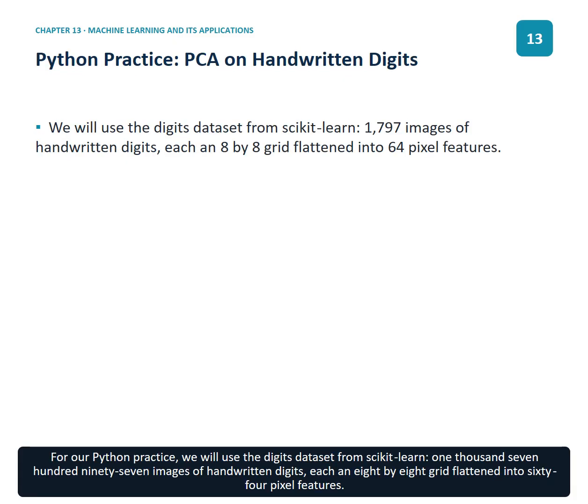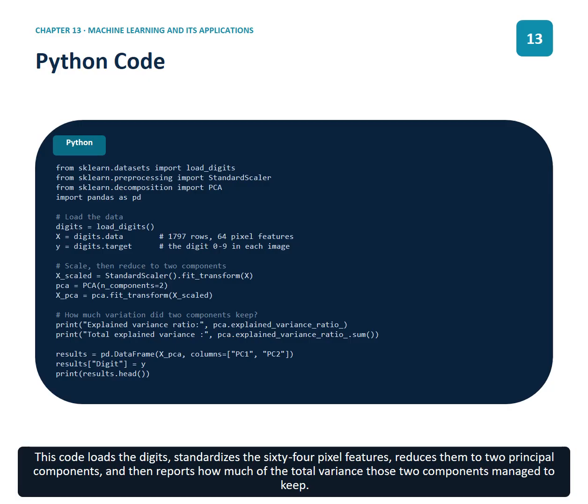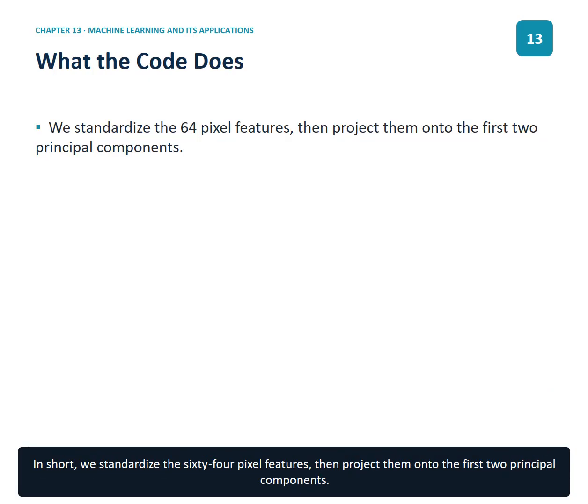For our Python practice, we will use the digits dataset from scikit-learn, 1,797 images of handwritten digits, each an 8 by 8 grid flattened into 64 pixel features. This code loads the digits, standardizes the 64 pixel features, reduces them to two principal components, and then reports how much of the total variance those two components manage to keep. In short, we standardize the 64 pixel features, then project them onto the first two principal components.